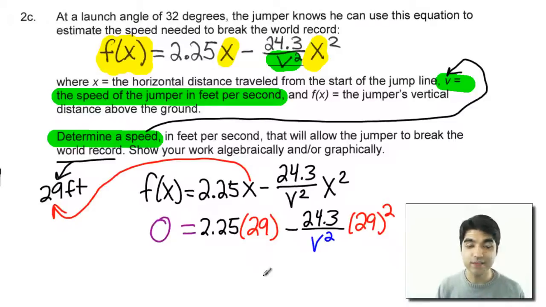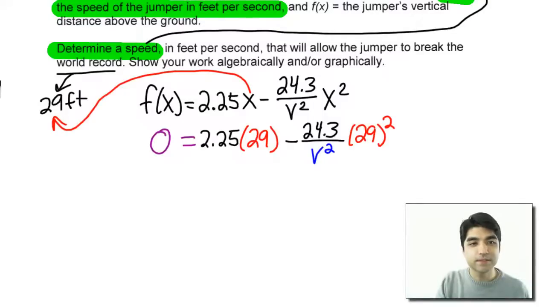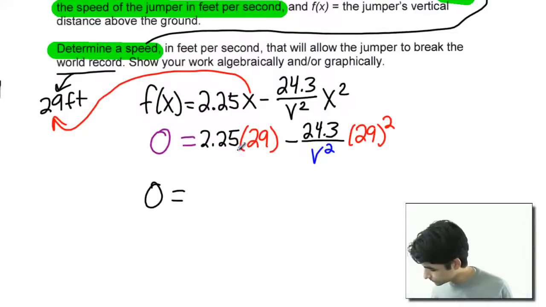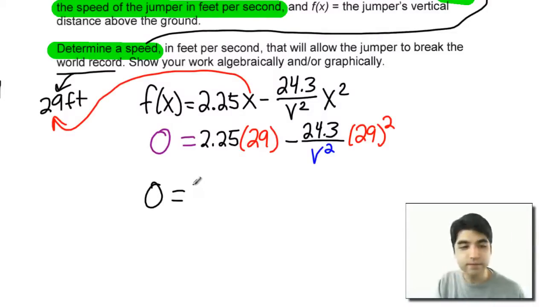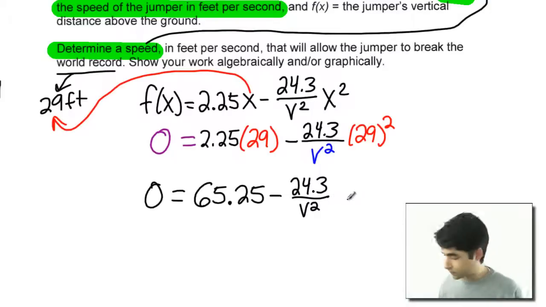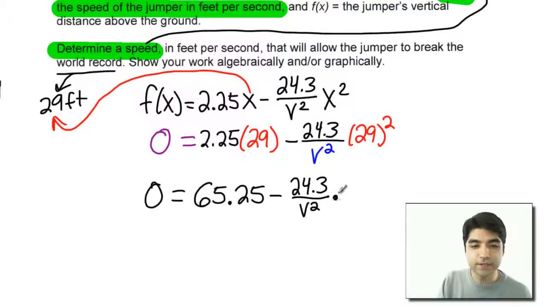It can be tricky algebraically, but if you just take your time, go step by step, it's not too bad. So we have 0 equals 2.25 times 29. Let's do that. 65.25 minus 24.3 divided by v squared. We can't do anything with that yet. And then 29 squared is 841.